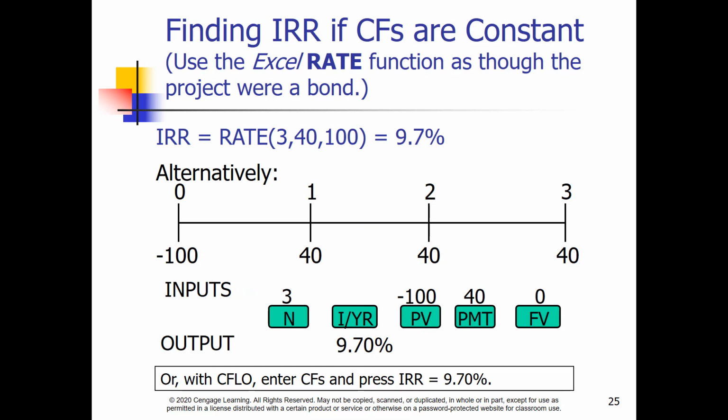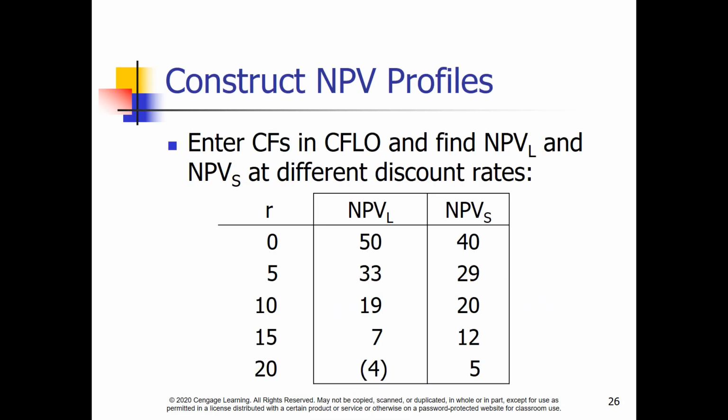With constant cash flows, meaning the same each period, you can use the rate function in Excel or solve for I/Y in your calculator as though you were solving for the yield to maturity on a bond. We can demonstrate one of the problems with internal rate of return with this example. The slide shows the NPV of S and L at various discount rates. Note that at low discount rates, L is better, but at high rates, S is better.